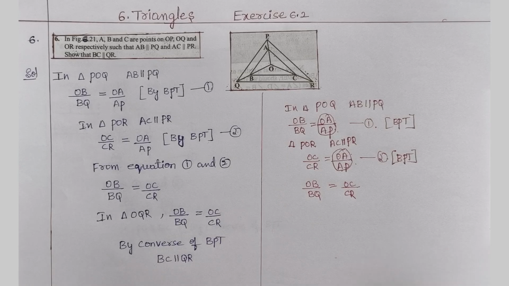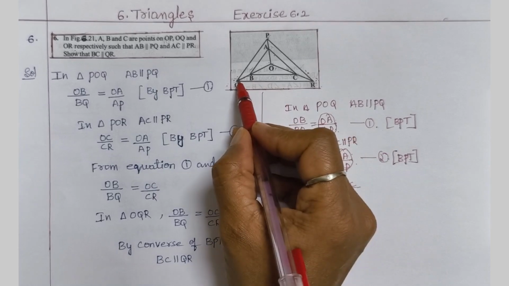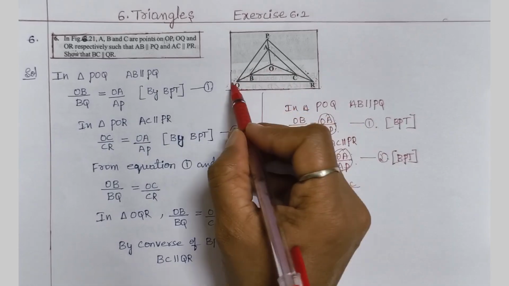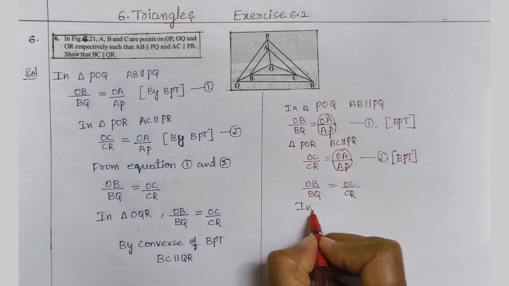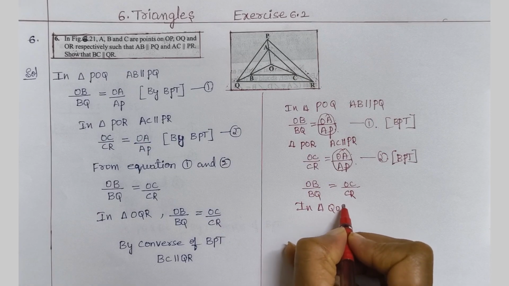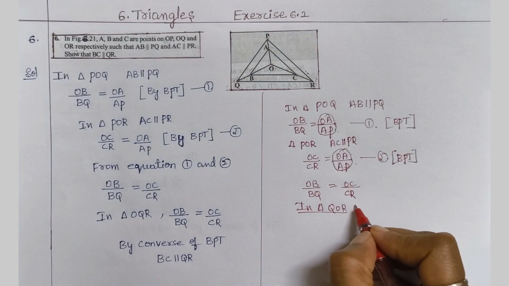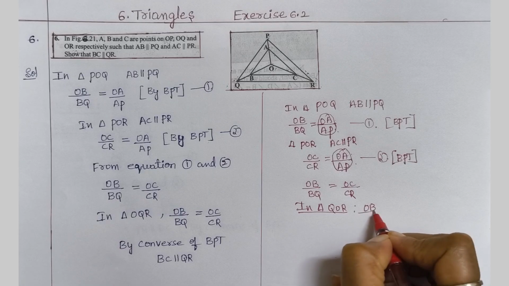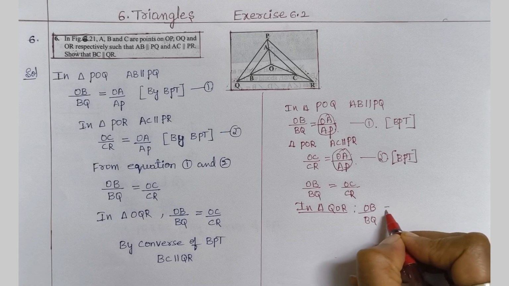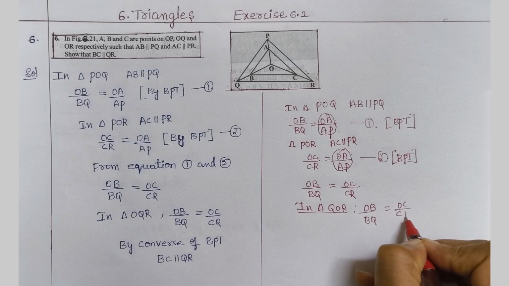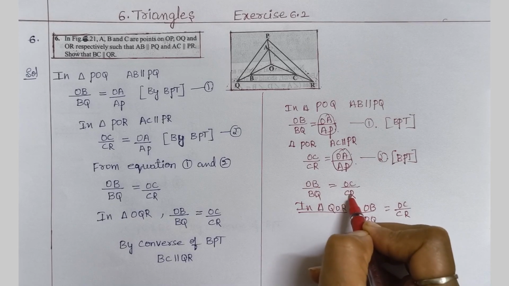Now you observe, now we will take only this much triangle. Which triangle? QOR triangle. So this triangle we are taking. What is there in triangle QOR? In this triangle, already it came: OB by BQ equal to OC by CR.